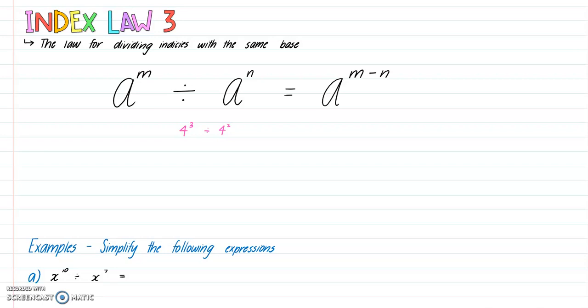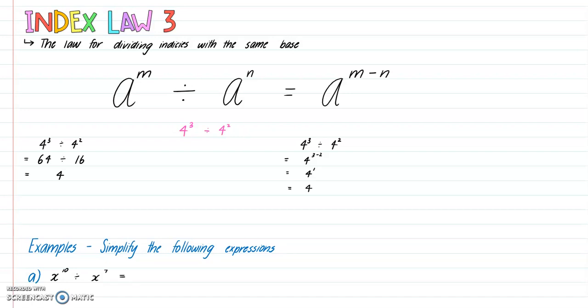So first of all, we're going to do this numerically. Alright, 4 cubed divided by 4 squared. 4 cubed equals 64, divided by 4 squared, which is 16. 64 divided by 16 is 4. Alright, now let's have a look at it using the law. So 4 cubed divided by 4 squared. Index law 3 says that we subtract the exponents, the base is the same, so 4 to the power of 3 minus 2, which equals 4 to the power of 1, and 4 to the power of 1 is 4. So here we can see that this index law really does work.